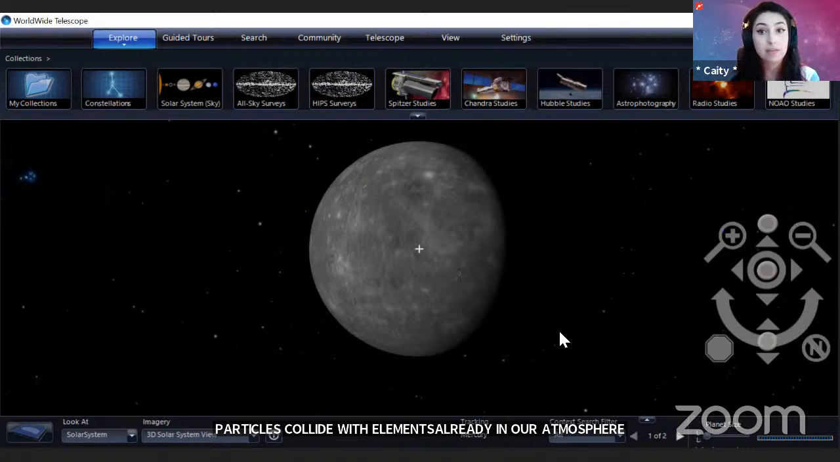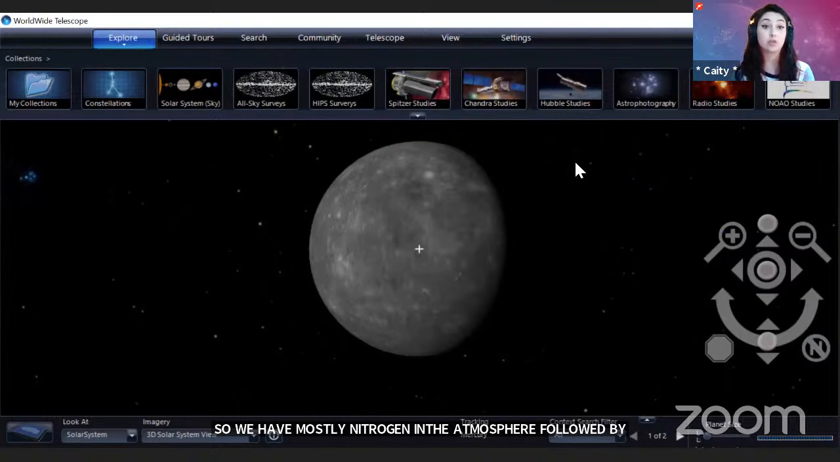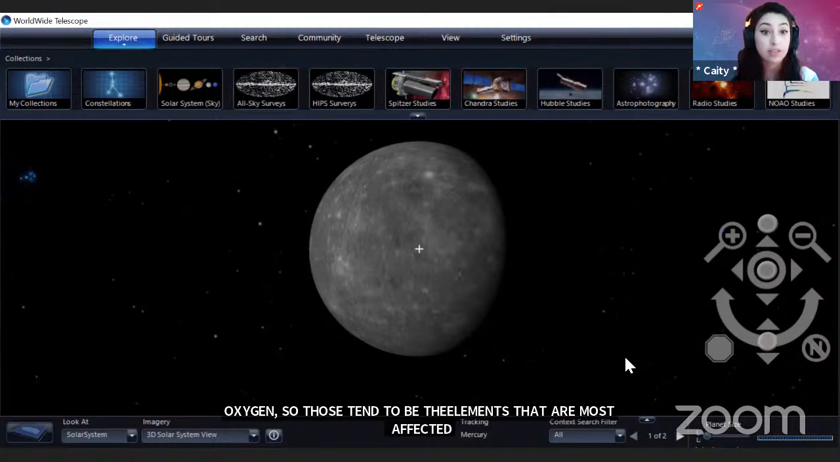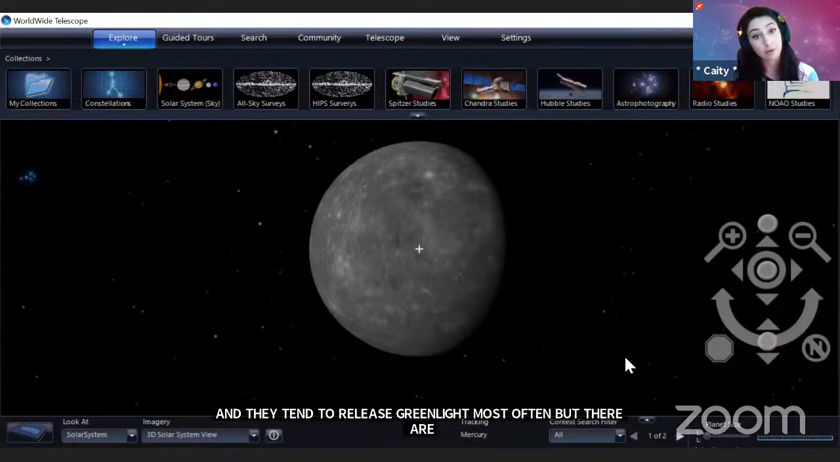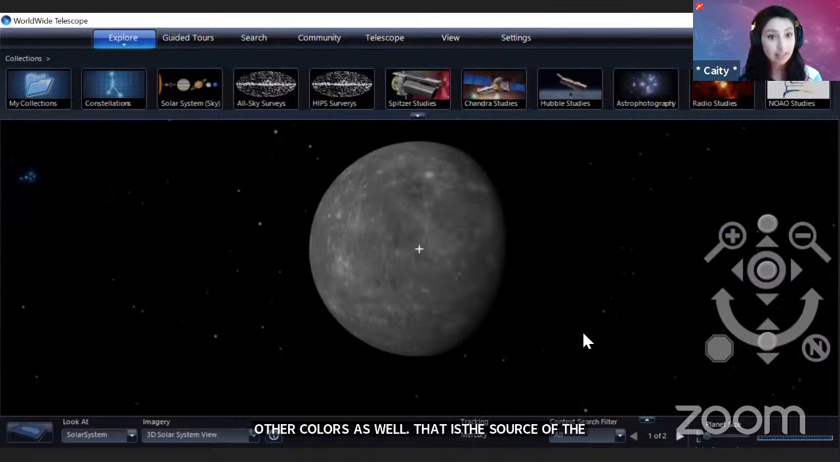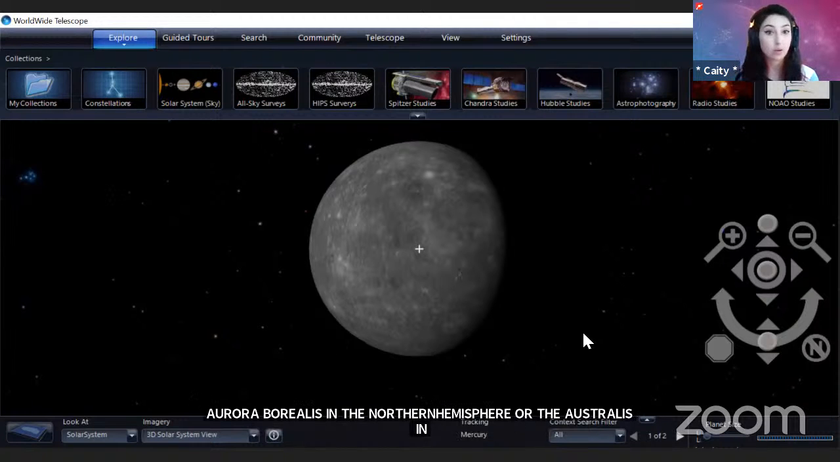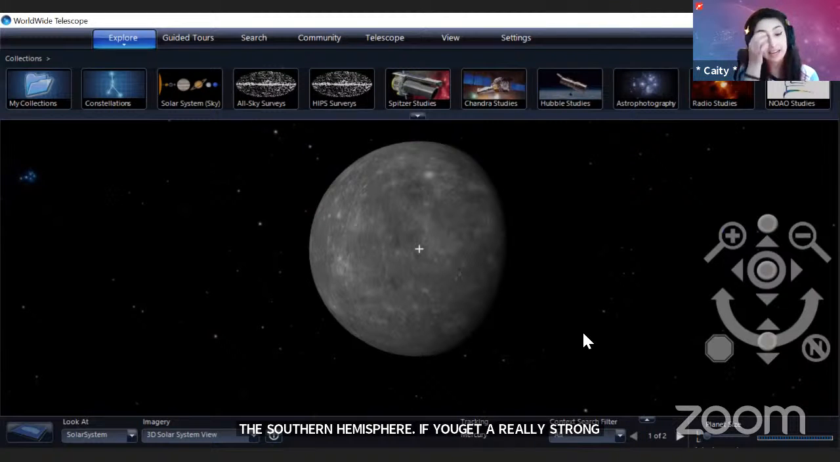So those tend to be the elements that are most affected, and they tend to release green light most often, but there are other colors as well, and that's the source of the Aurora Borealis if you're in the northern hemisphere, or the Aurora Australis if you're in the southern hemisphere. And if you get a really strong solar storm, for example, that's sending out a whole bunch of charged particles and radiation, then sometimes that aurora can actually stretch really far down.